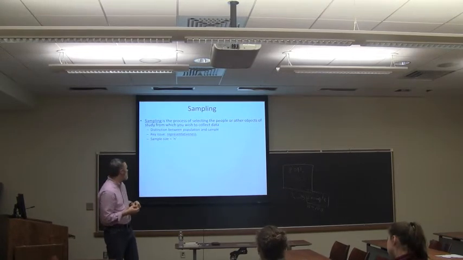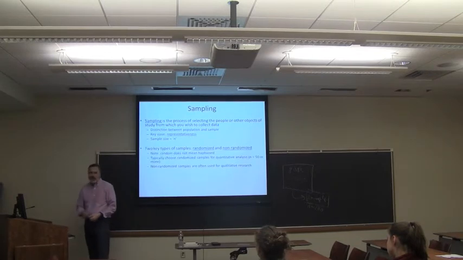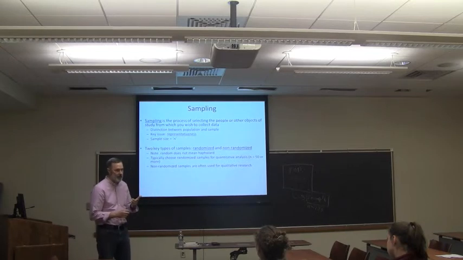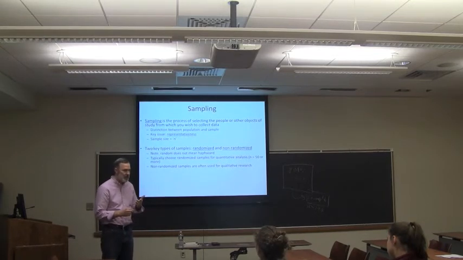Okay, so when we're doing sampling, there are basically two main types of samples that we can do: randomized and non-randomized. Typically, when we're doing quantitative research, especially a survey of some sort, like this one with Hamilton residents, we will want to do a randomized sample.